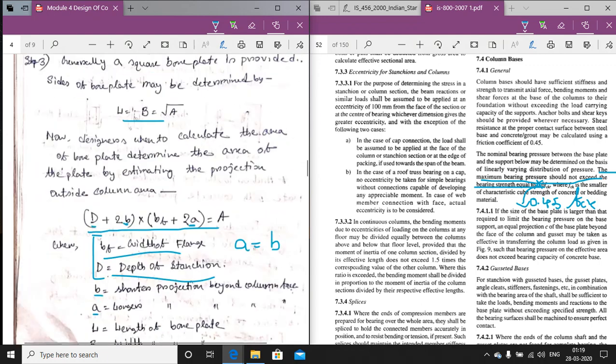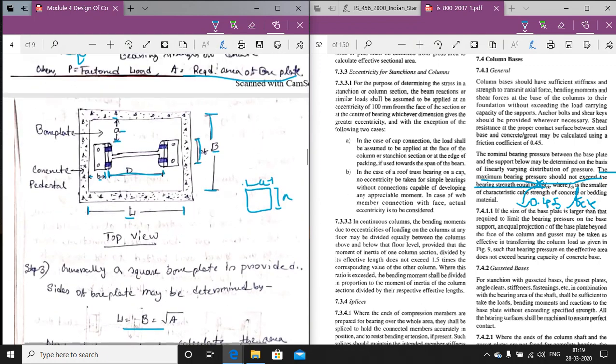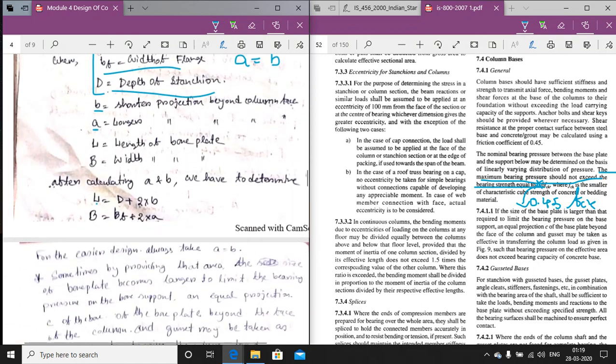Similarly, the total length L will be D plus B, and here it is also B, and capital B will be equal to BF plus A, and here it is also A. So we can calculate the length and the width of the base plate from this formula. It is very important.